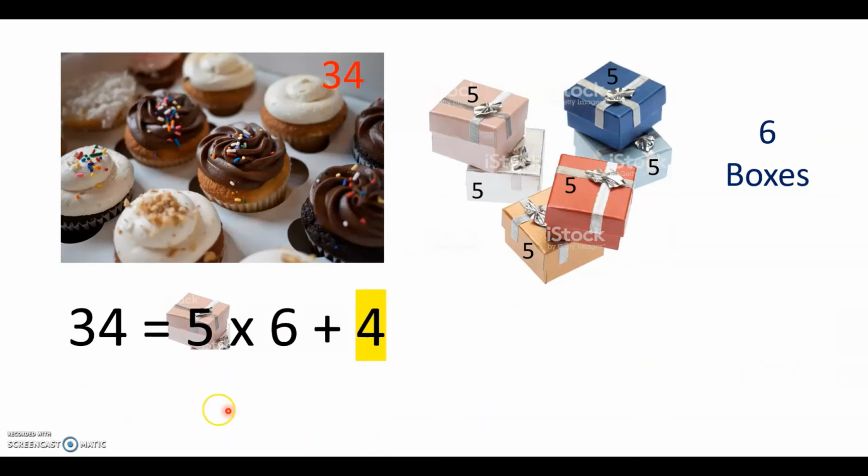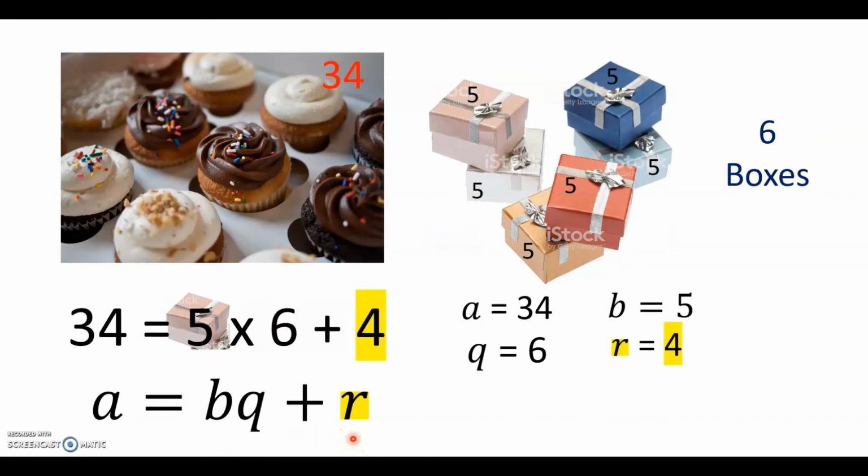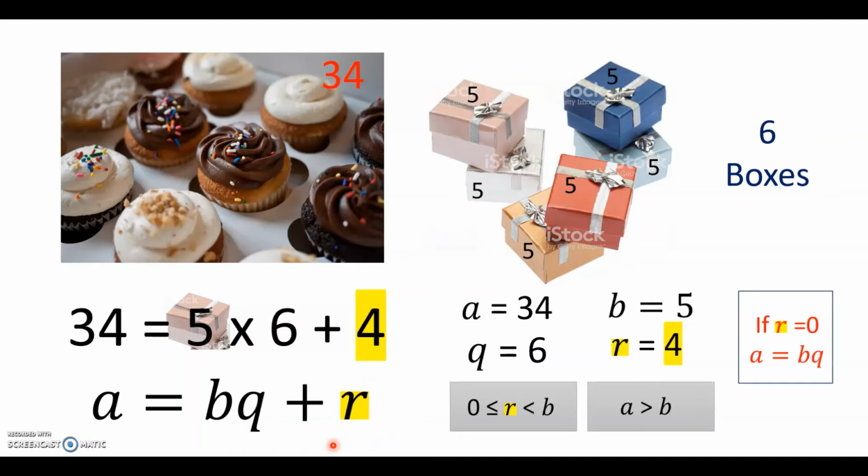Alright, let me see if you remember what we have learned. Do you remember this expression here? Good. It's A is equal to BQ plus R. Okay. Now let's see if you remember the condition for R. I'm going to give you a second. Yes. R has to be less than B and R has to be greater than or equal to 0. And the relationship between A and B? Good. A has to be bigger than B. And the last condition, if R is 0, what happens to this expression? Good. A will be equal to BQ.